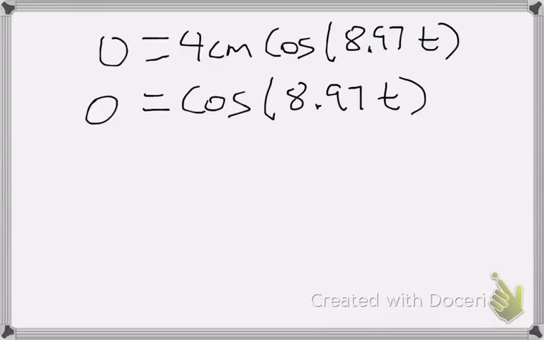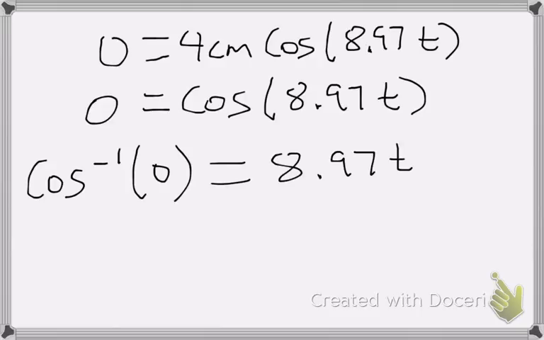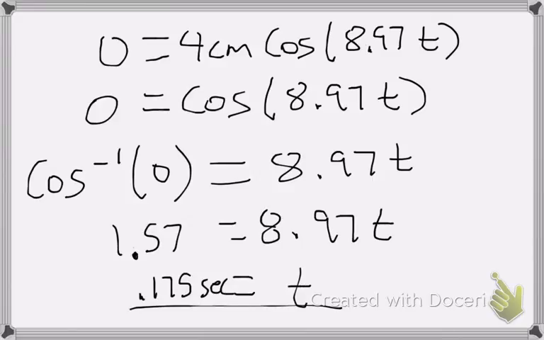Now, to get this t isolated, we have to get rid of this cosine. To do that, you have to take the inverse cosine. That means we take the inverse cosine of 0 on the left, and the inverse cosine of cosine will cancel out, and so we'll just have 8.97t. At this point, it's important to remember we are in radians on our calculator. The inverse cosine of 0 degrees will give you something different than the inverse cosine of 0 radians. So we are going to use radians, and it will give us 1.57.